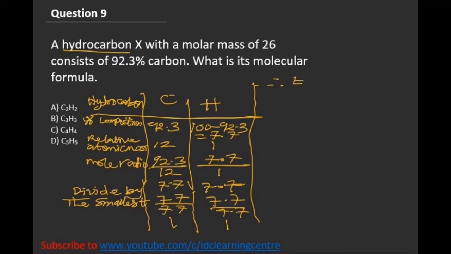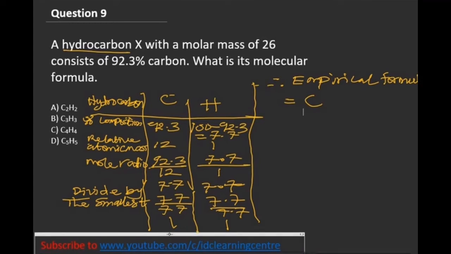So therefore, the empirical formula. We are meant to get the empirical formula before we get the molecular formula. So the empirical formula is equal to C. The value at the end of it is 1 under carbon, so it means C. While the value under hydrogen is 1, so it becomes CH. So the empirical formula is CH. We'll solve further for the molecular formula.